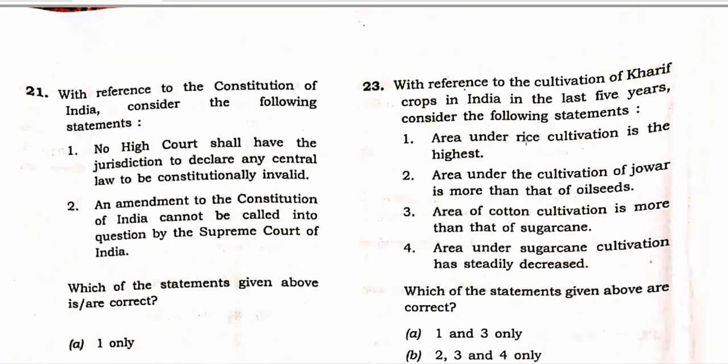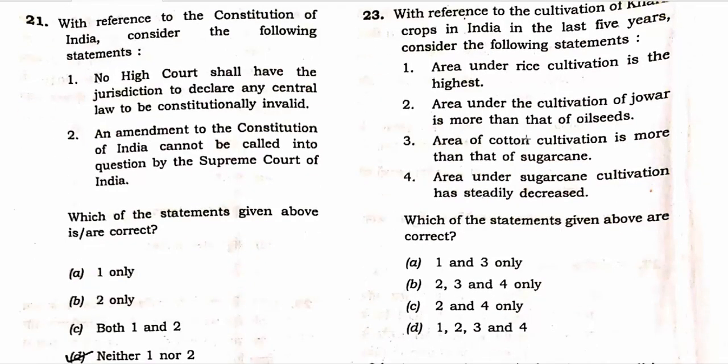Then, with reference to the cultivation of kharif crops in India in the last 5 years, consider the following statements. This is something we can term a difficult question, because one cannot just get an answer without a proper analysis. If you see the agriculture report of 15-16, that is where you get this particular data. We tried a lot in getting this particular data, and lastly we found it was back in 15-16.